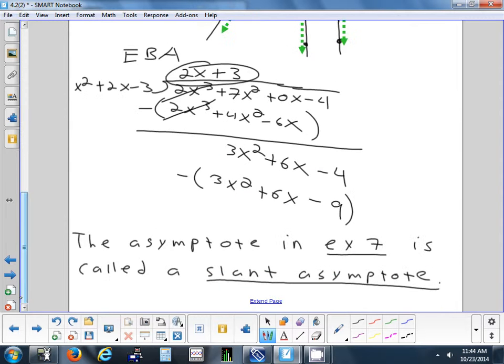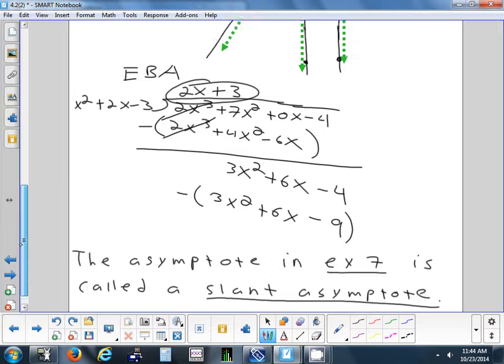Okay, so that asymptote, because it was a diagonal, we call it a slant asymptote. On the test, this is probably the kind of asymptote that I'm going to lean towards doing. It's a little easier to draw than a quadratic one because it's quadratic curves. But it's a little harder than a horizontal because it's on a diagonal, it's not horizontal. Okay, any questions on example 7?